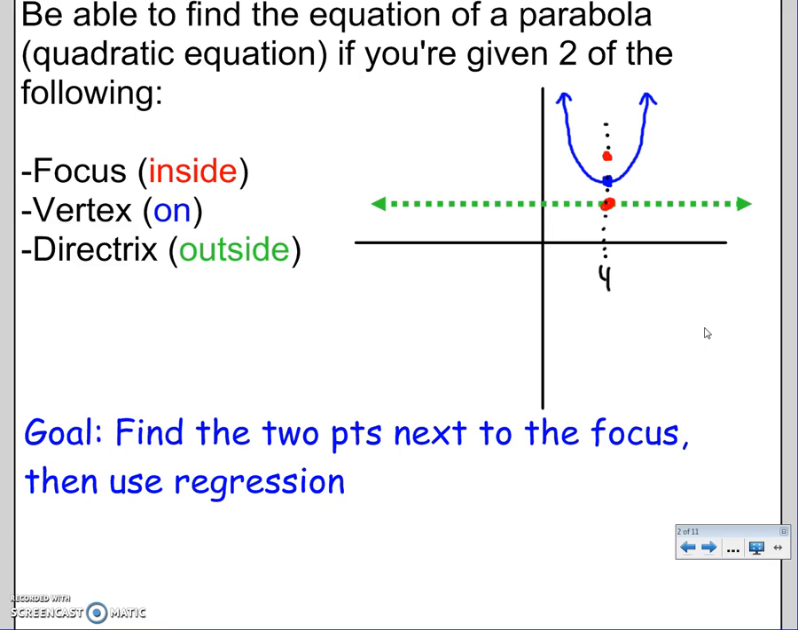Anyways, our goal is going to be to find the 2 points next to the focus, then use regression. So those red dots I cannot use in the calculator. Remember, we need 3 points on the quadratic, on the parabola. We have the vertex as 1. We need this point, that's 2, and this point, that's 3. And those are right beside the focus right there. They're the same y values as the focus. So it'll make more sense on the next slide.